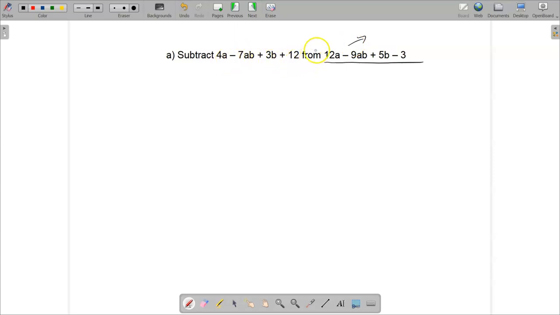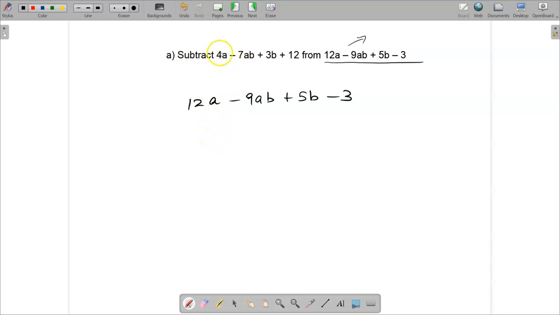Since they have given "from" this value, we need to write that particular expression in the first row, that is 12a minus 9ab plus 5b minus 3. This is the bigger number. Then what we have to subtract from this number is the subtrahend, so we need to write it in the second row.